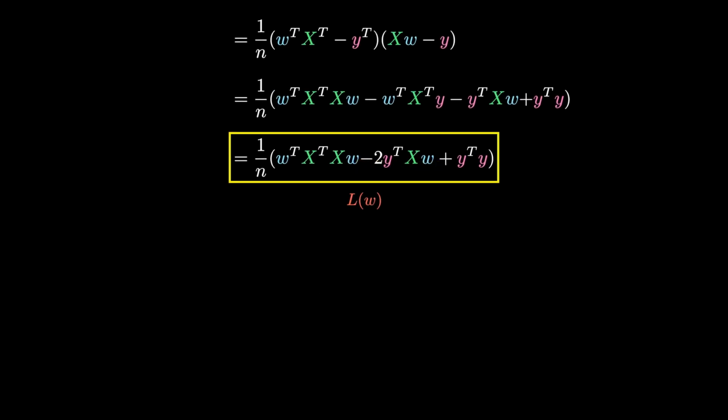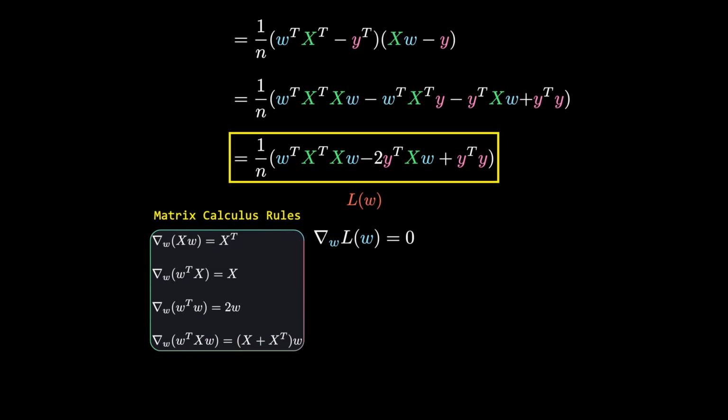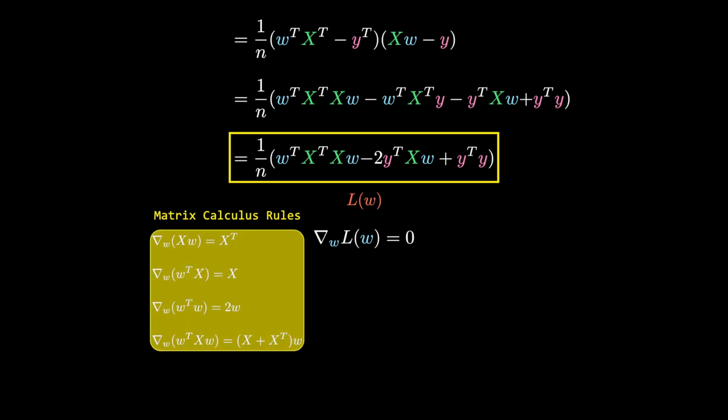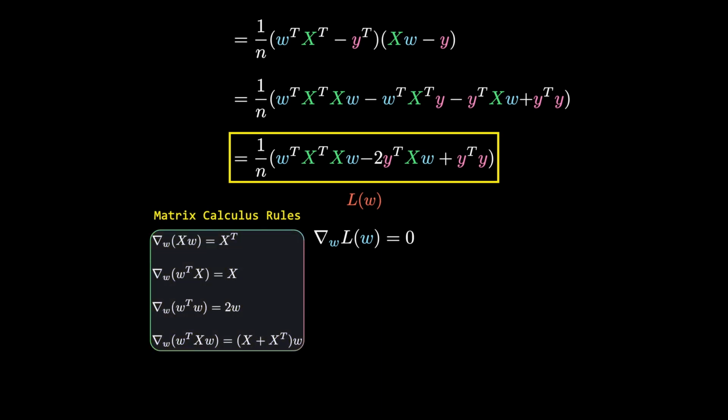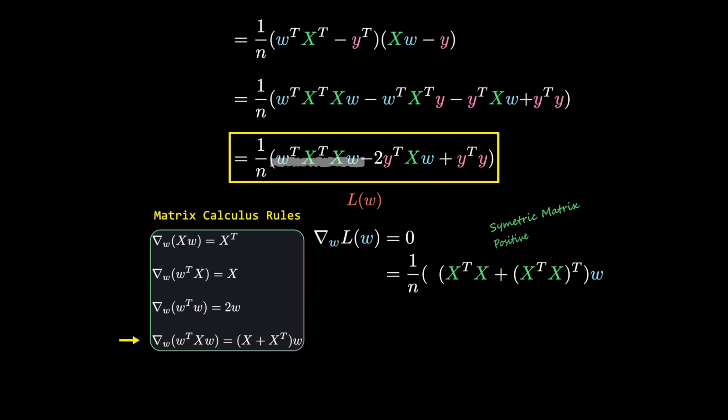Now, if we differentiate this expression with respect to W and find where the derivative equals 0, we get our optimal W. Let's use the differentiation rules shown here. If you're curious how this table was derived, I'll make a separate video on that when I get a time. All right, let's go through the differentiation. For the first term, using the last rule from the table, we treat X transpose X as one matrix and get this result. When any matrix X is multiplied as X transpose X, the result is a symmetric matrix, and it's also positive semi-definite.